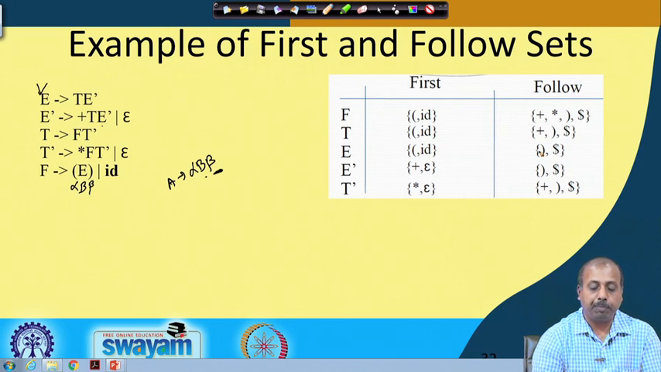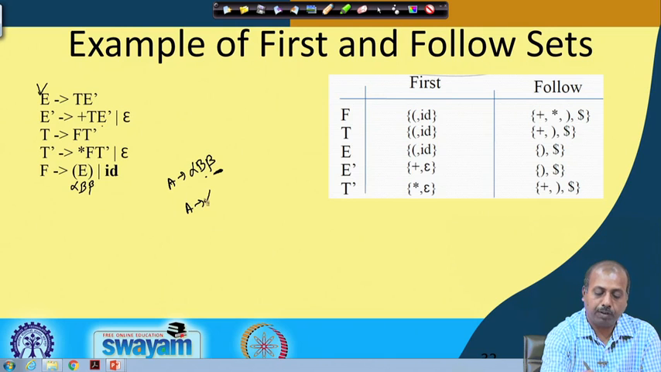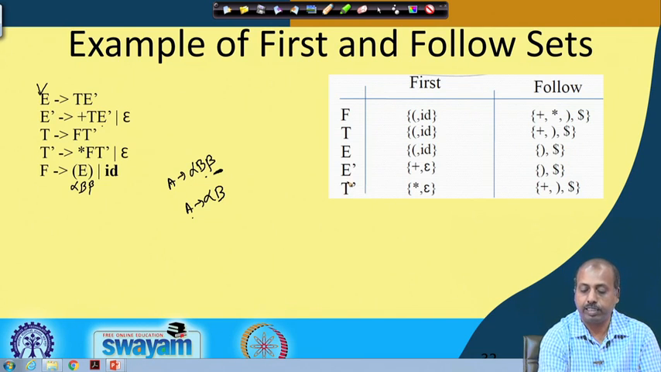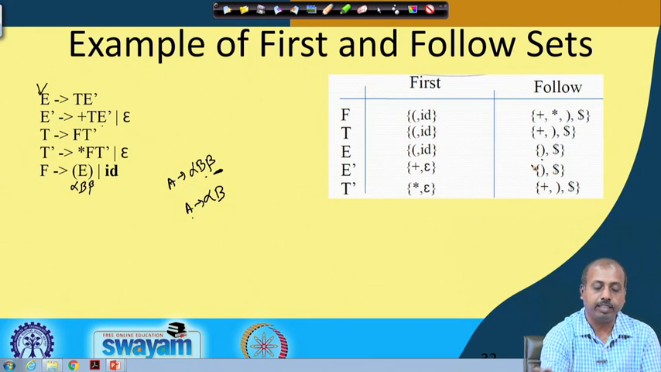Now we will apply the second rule. Whenever we have A producing alpha B, then whatever is in follow of A is in follow of B. So, follow of E will be in follow of E dash by this rule. Follow of E has got close parenthesis and dollar. So, they will be added to the follow of E dash. So, close parenthesis and dollar are added here.